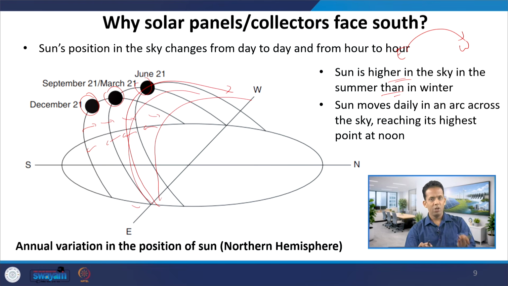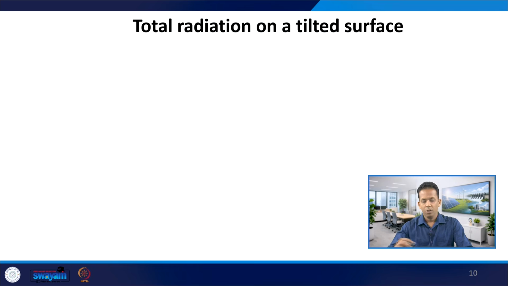But this inclination towards the south keeps on changing. For 6 months it goes towards the south, for 6 months it comes back towards the overhead point, it never crosses towards the north. So, that is why all the collectors or panels in the northern hemisphere always face south.